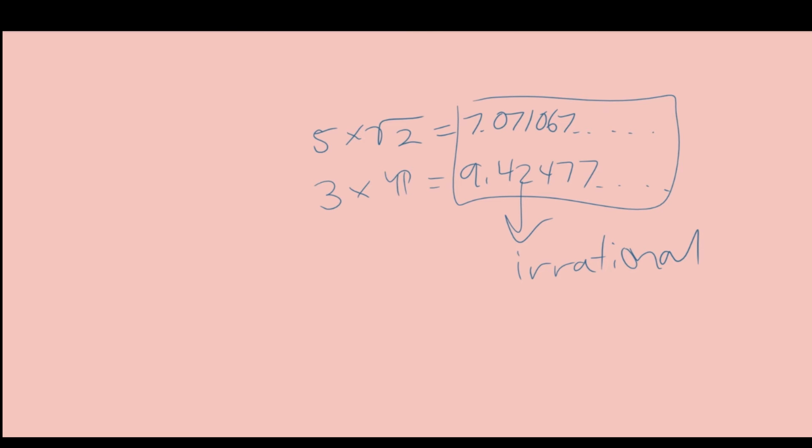So when you multiply an irrational, I for irrational, times a rational number, you're going to get an irrational value.